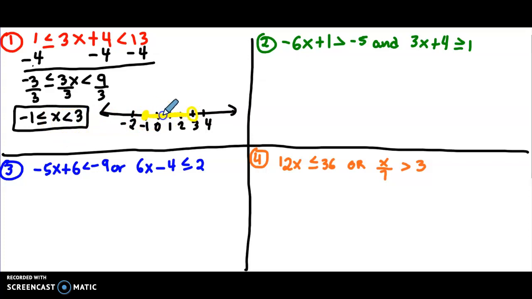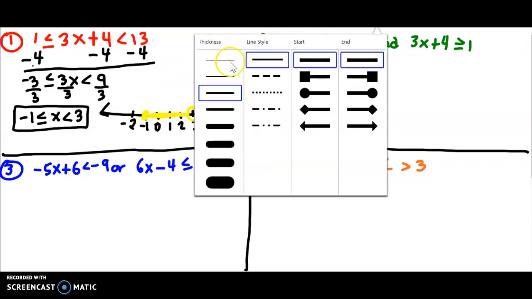Shading means solution. So if I choose any value within the shaded area and I put it in the original problem, the red one, it should be working. So the solutions are within the shaded region. That is one way that you can have an and problem. Let me go to number 2. This is an and problem also, but it is separated for you into 2 parts.